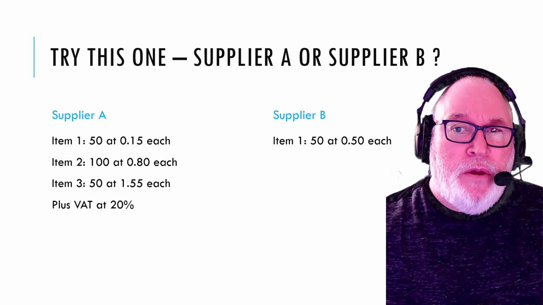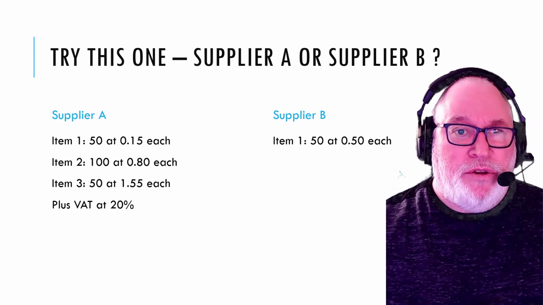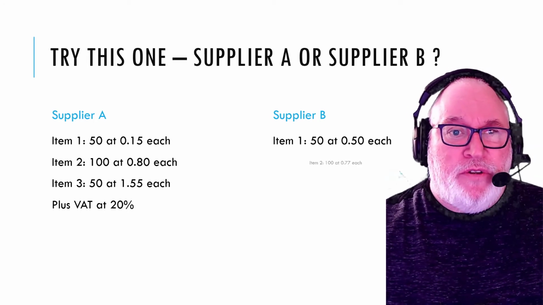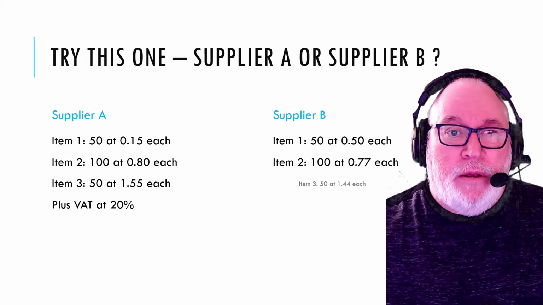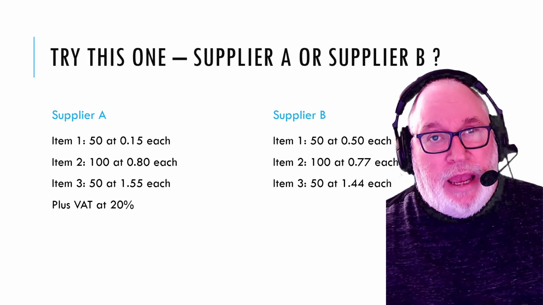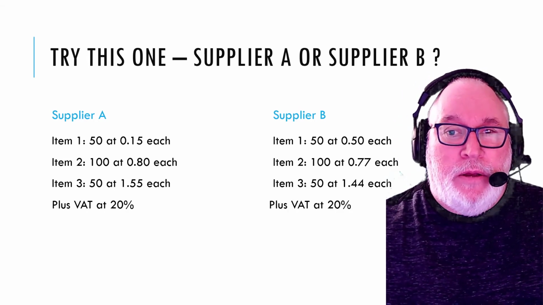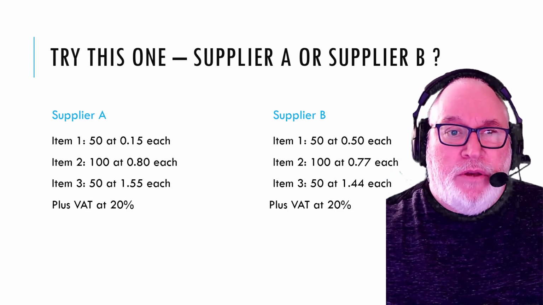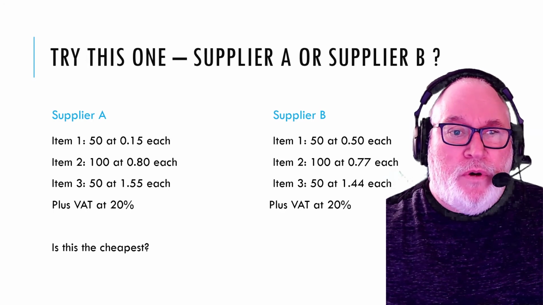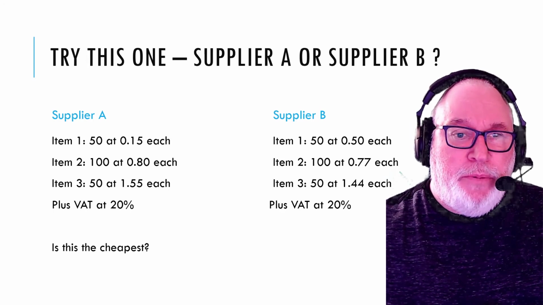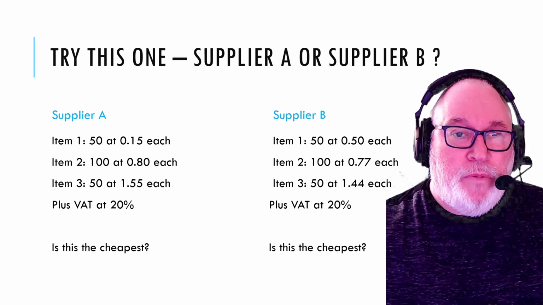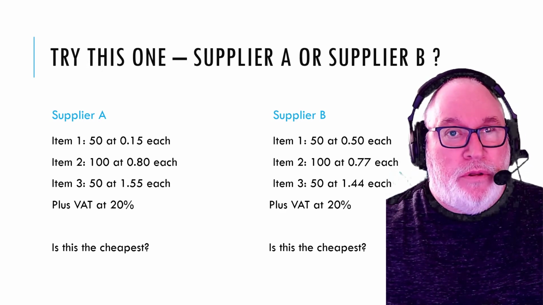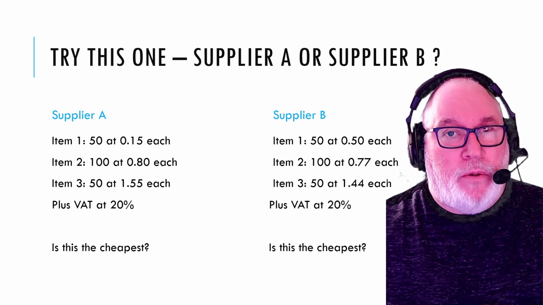Supplier B, so again, the same for item 1, exactly the same, but it's more expensive. Item 2, a little bit cheaper. Item 3, again, a little bit cheaper. Plus the VAT. So let's have a wee look. Is supplier A the cheapest, or is supplier B the cheapest? You can pause this video and you could work it out. See you in a minute.